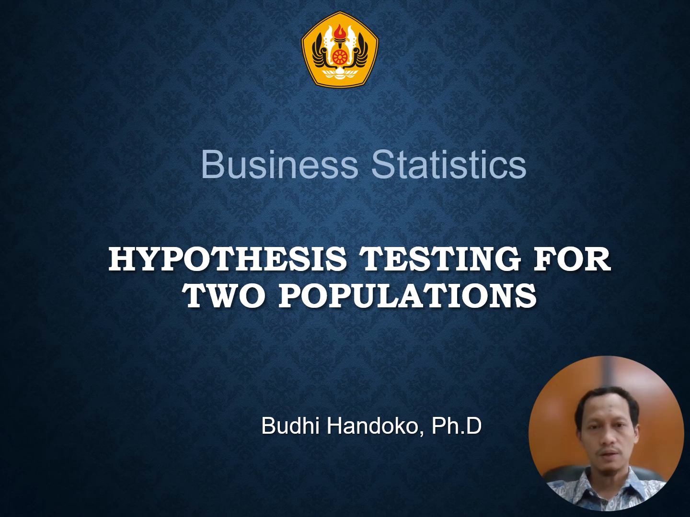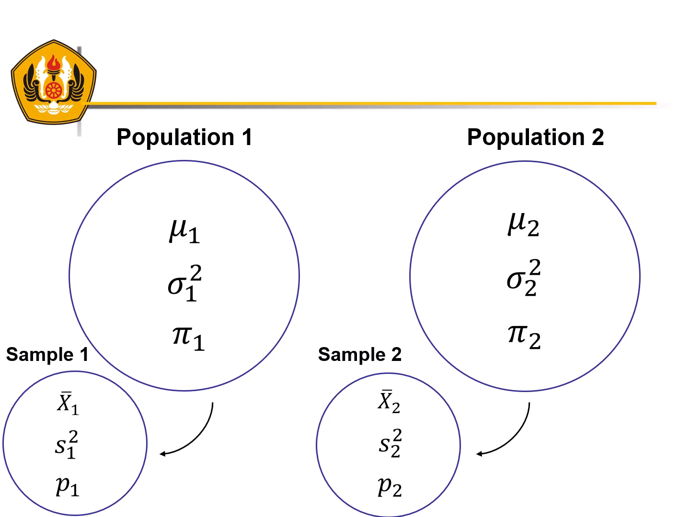For today's lecture, we are going to learn about hypothesis testing for two populations. In the previous meeting, we already learned how to test a hypothesis for one population. So we have two populations here, population 1 and population 2.